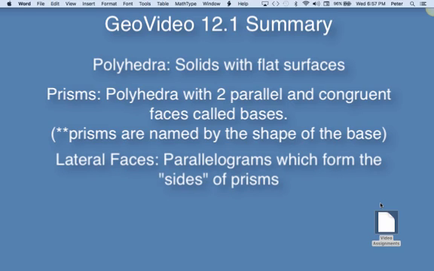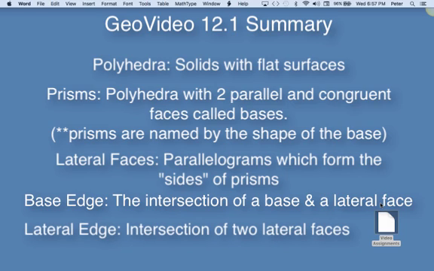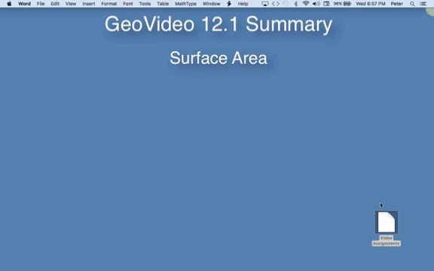The bases met the faces at what were called base edges, and all of the lateral faces met at what were called lateral edges. Now in this chapter we're going to be interested in finding the surface area. And surface area can be broken into two types.